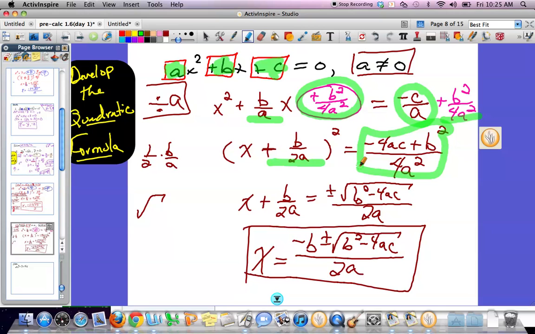We undo squaring by square rooting. So I change the order on the top to B squared minus 4AC. And then the square root of 4A squared is 2A. Move the B to the other side because we have a common denominator here. And this is the quadratic formula.